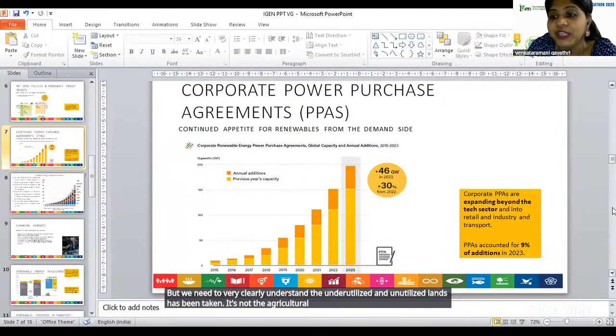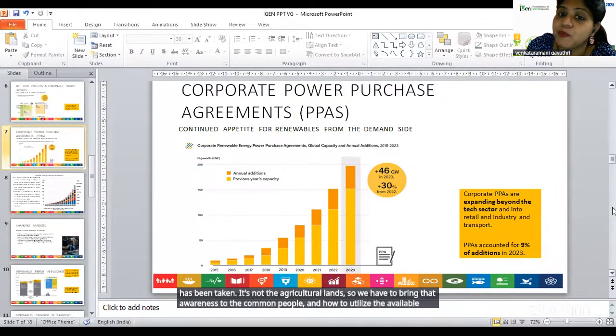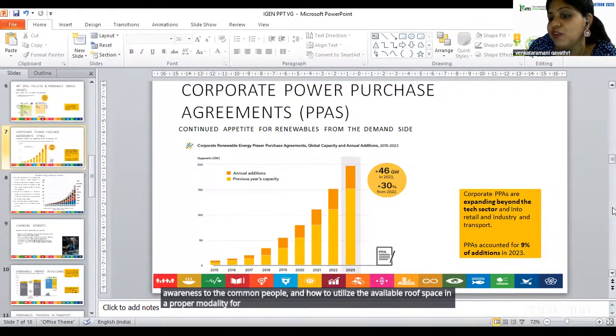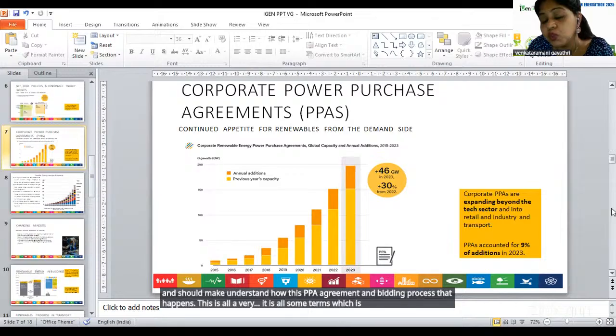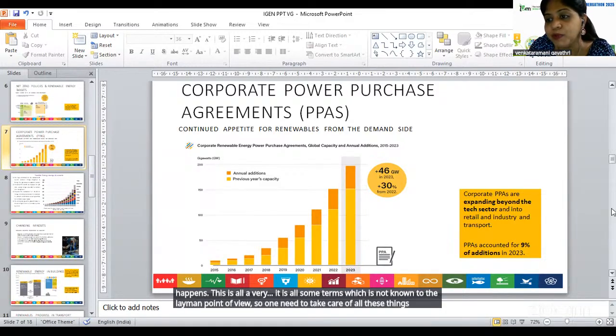So we have to bring that awareness to the common people, and on how to utilize the available roof space in a proper modality for the execution of these kinds of renewable projects, and make them understand how the PPA agreement and the bidding process happen. These are terms which are not known from the layman's point of view. So one needs to take care of all these things to make the common people understand.